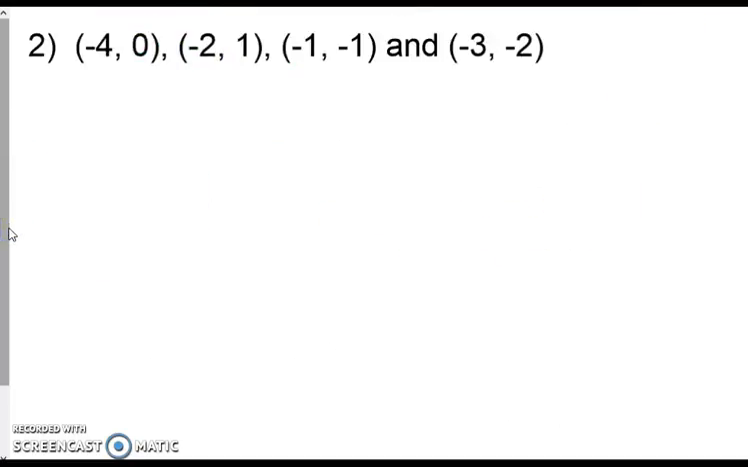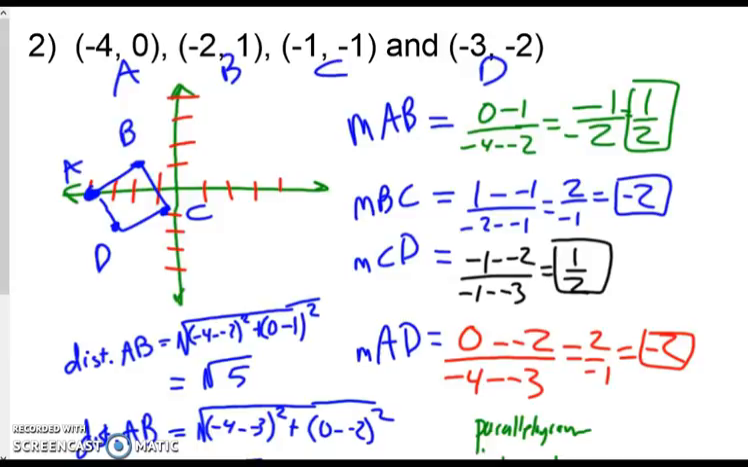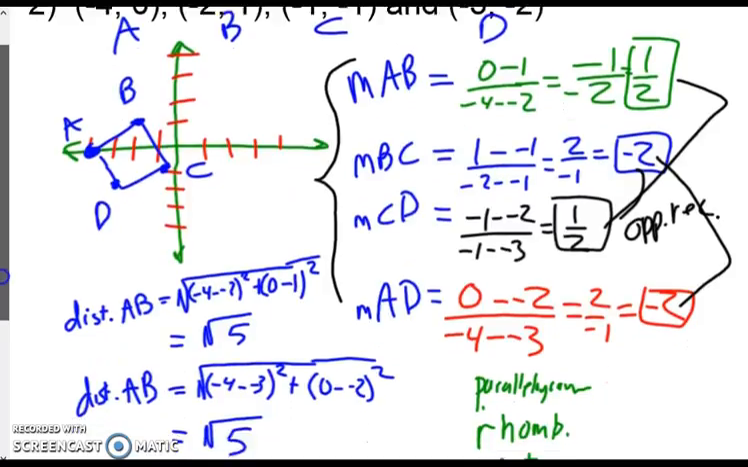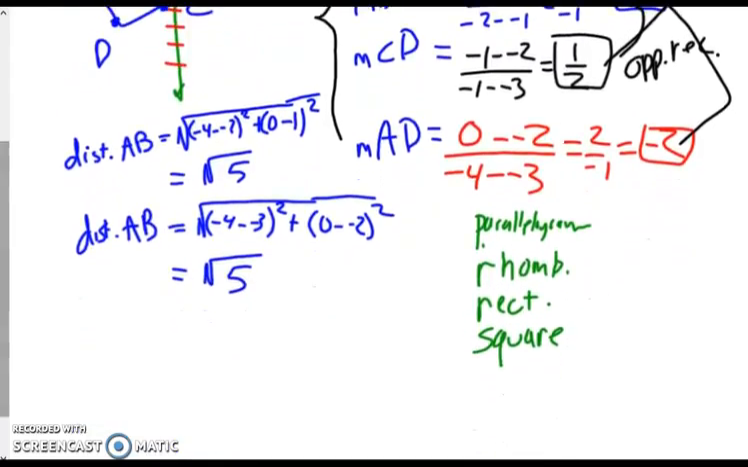I want you to go ahead and try this one on your own, and then unpause and check your answers, please. Okay, so to go over what I did real quick, I found all the slopes. I noticed that I had opposite sides parallel, meaning it was at a minimum a parallelogram, but then I noticed that they're in fact opposite reciprocals of each other, meaning they form right angles. So I have a parallelogram that has right angles, meaning I can be more specific than a parallelogram. I can be more specific than a rhombus. It's in fact a rectangle or a square.